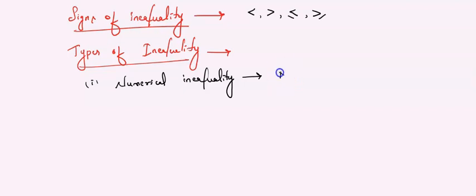If an inequality does not consist of any variable, then we call it a numerical inequality. For example, you see only constants, only numbers, no variable. Variable means unknowns like x, y, z. Here in numerical inequality we don't have any variable. Example: 4 is greater than 2, or 8 is less than 21, or 5 is greater than 9. Are you getting my point? This type of inequality we call numerical inequality.